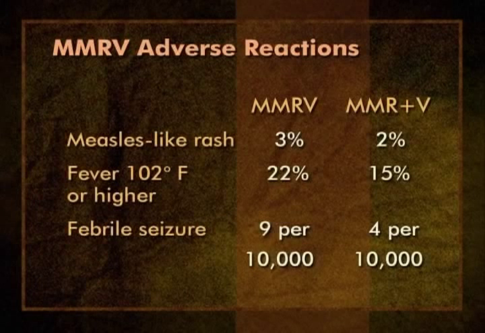Preliminary results from a study from the Vaccine Safety Data Link reported that while febrile seizures following MMR and varicella vaccination are not common, they occurred almost twice as often among recipients of MMRV, 9 per 10,000 children vaccinated, than among children who received separate injections of MMR and varicella, 4 per 10,000 children vaccinated. The ACIP is currently evaluating these data to determine what, if any, change to make in its recommendation for use of MMRV.